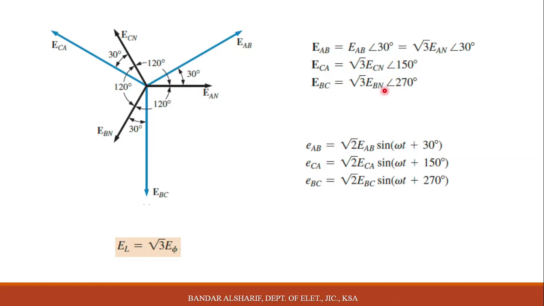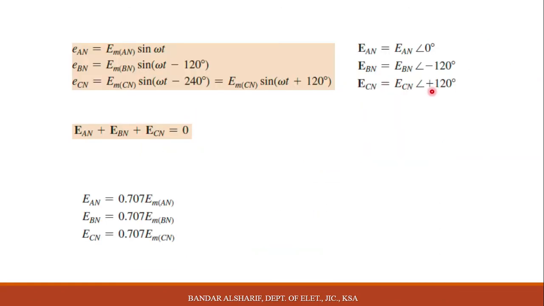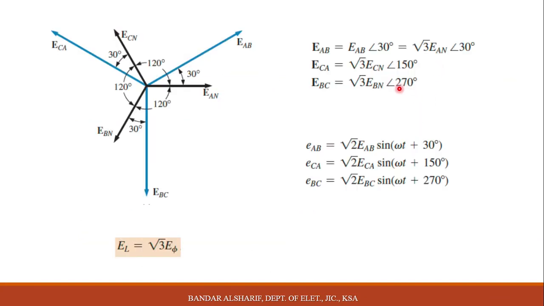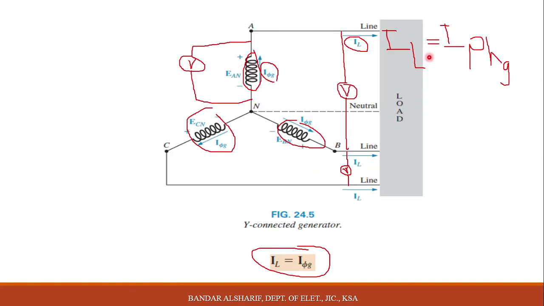And here for BN, it was minus 120, this means 240. If you add 240 plus 30, you will get 270. Okay, this is the relation now between the phase value and the line value. Consider this only in the Y connection voltage phase, but for the current, phase and line are equal to each other, even in the angle. Later we will see.